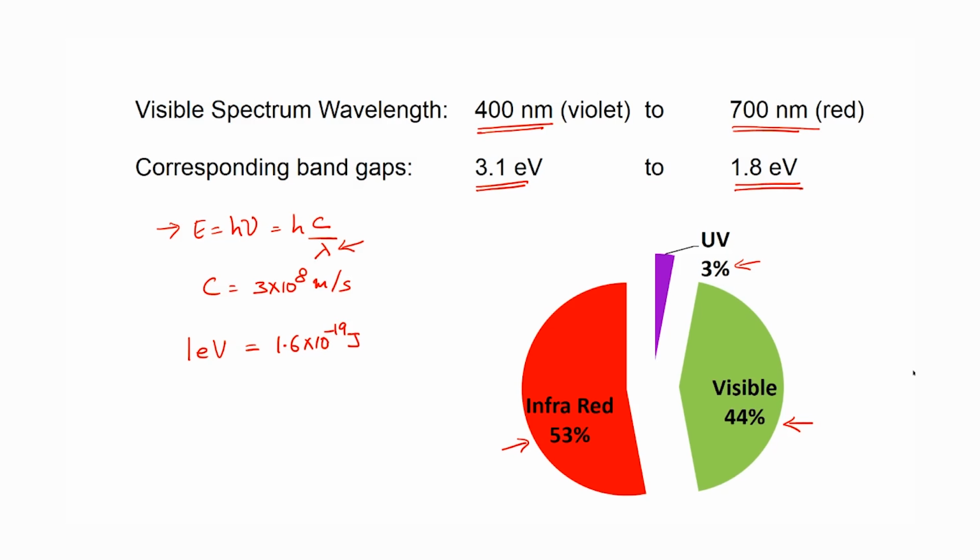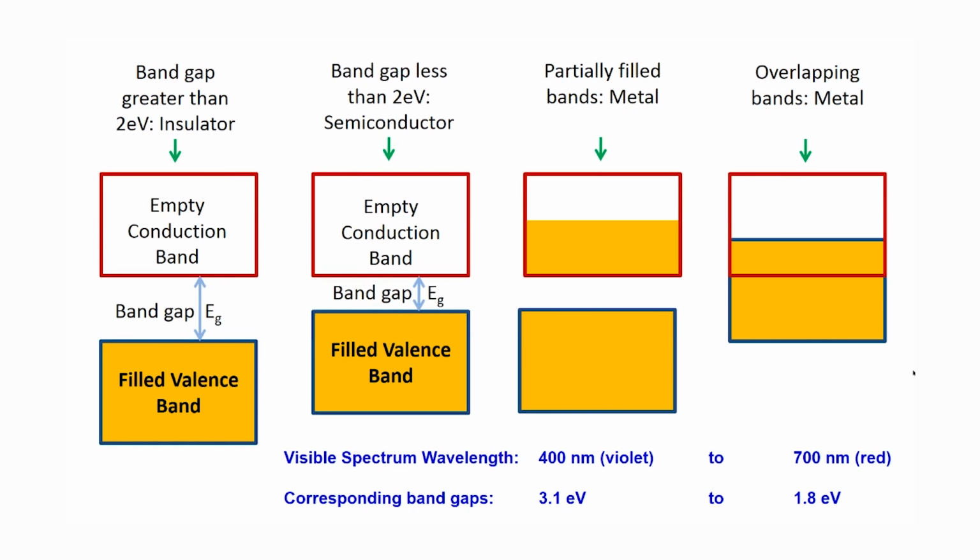Now, if you take this information along with the band structure, then it is interesting to see here how this radiation will interact with materials of different band structure. So, we have here again, as I said, 400 nanometers to 700 nanometers, which comes to an energy of 1.8 electron volts for the 700 nanometers radiation and 3.1 electron volts for the 400 nanometers radiation.